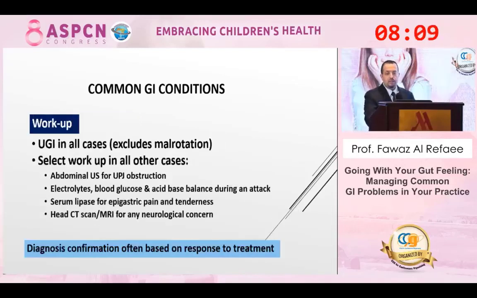So upper GI series in all cases and select workup in all other cases. In our practice, because we are the last one to see this patient, I do the whole workup. I even do celiac screening for these children. We do abdominal ultrasound, lipase, amylase, electrolytes, acid-base, blood gas, lactate, ammonia, and head CT or MRI to exclude intracranial causes. And all of this is negative, and sometimes we even do endoscopy for these children in order to rule out all possible abdominal causes before labeling these children as cyclic vomiting syndrome and starting treatment.